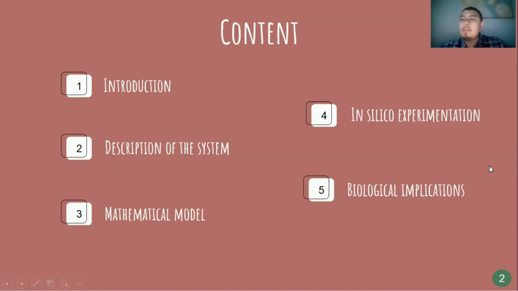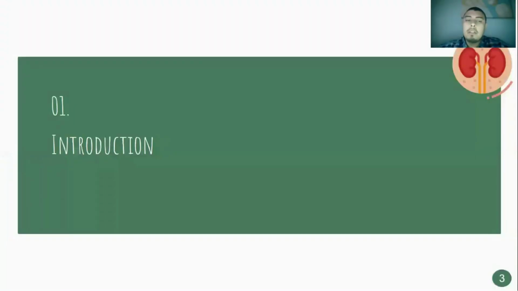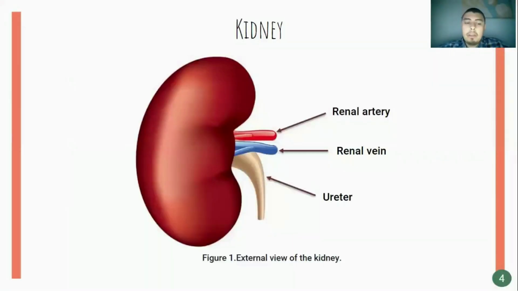In content, we have an introduction, a description of the system, a mathematical model, an in silico experimentation, and the biological implications. So starting out with the introduction, we know that the kidneys are the main means of waste elimination of products from the metabolism that the body no longer needs.